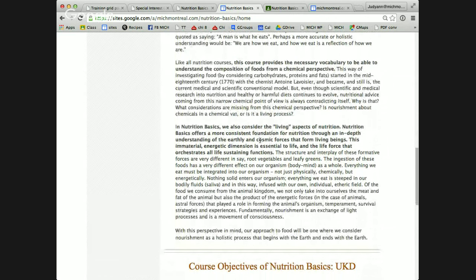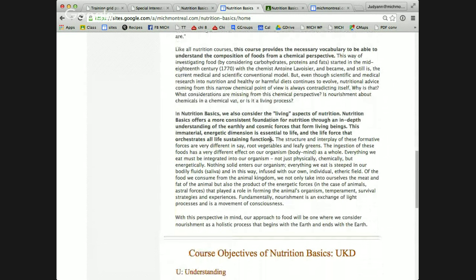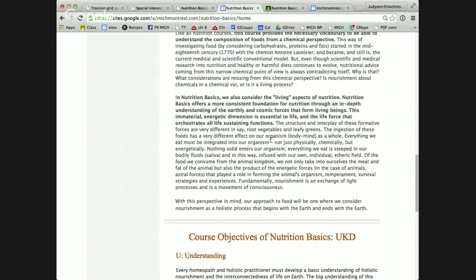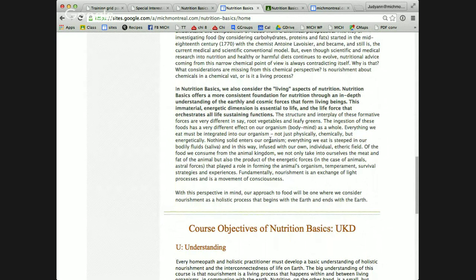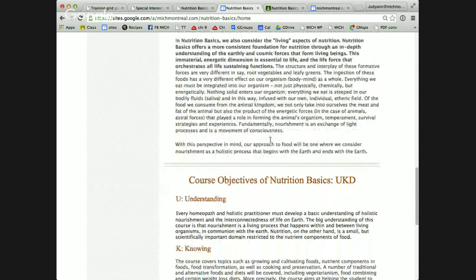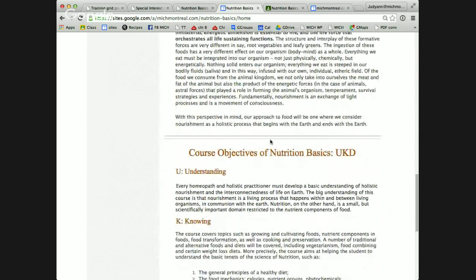So we also consider the living aspects of nutrition to provide you with a more consistent foundation through an in-depth understanding of the forces that form living beings, of what food really is, and what are the immaterial energetic dimensions that are essential to life, the life force, and everything that sustains the functions of your organism.